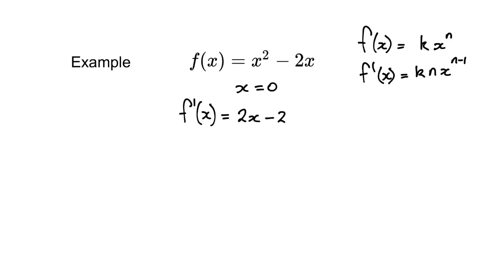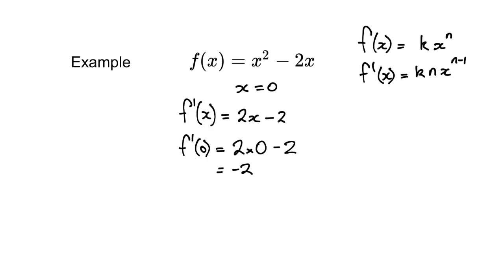So our instantaneous rate of change when x is equal to 0. So we just plug in our x is equal to 0 into the equation. So 2 times 0 minus 2. Well, the 2 times 0 is just going to disappear, so we've just got equal to minus 2. This means that the instantaneous rate of change when x is equal to 0 is minus 2.